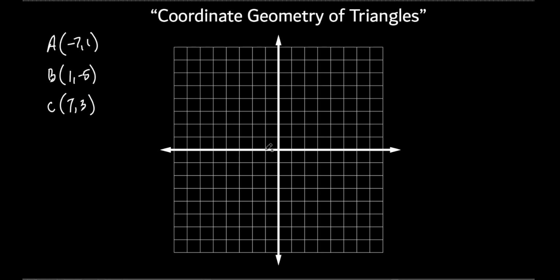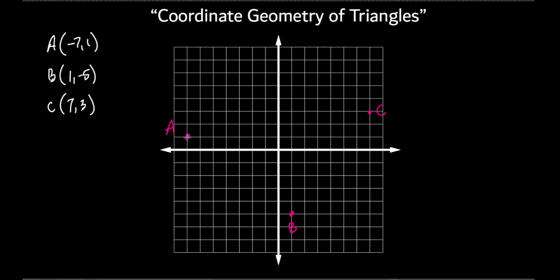Negative 7, 1. So 1, 2, 3, 4, 5, 6, 7. Positive 1 right there. So that right there is point A. Let's do point B. It's 1, negative 5. So I go 1 on the X, negative 5 on the Y. 1, 2, 3, 4, 5 right there. That's point B. And then point C is 7, 3. So 7 is here, and 3, 1, 2, 3 right there. And that's point C. So if I connect those points, what do I get?